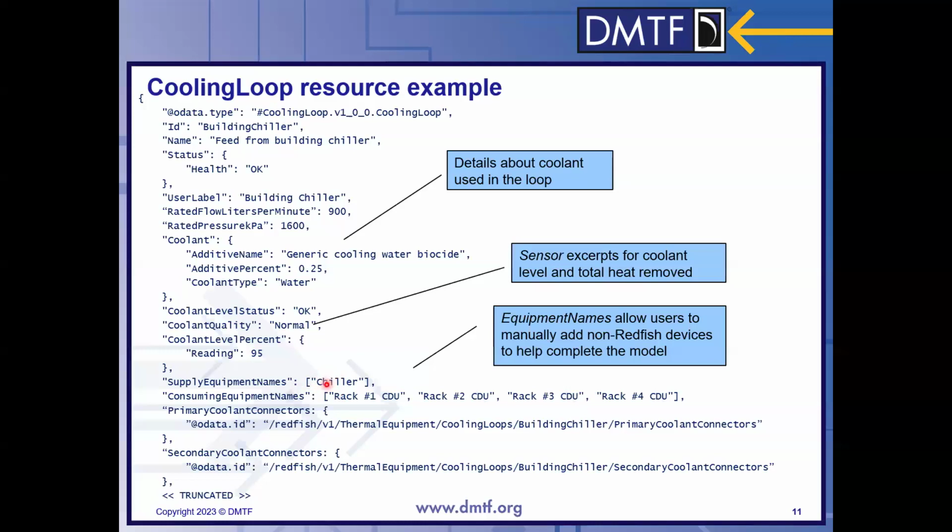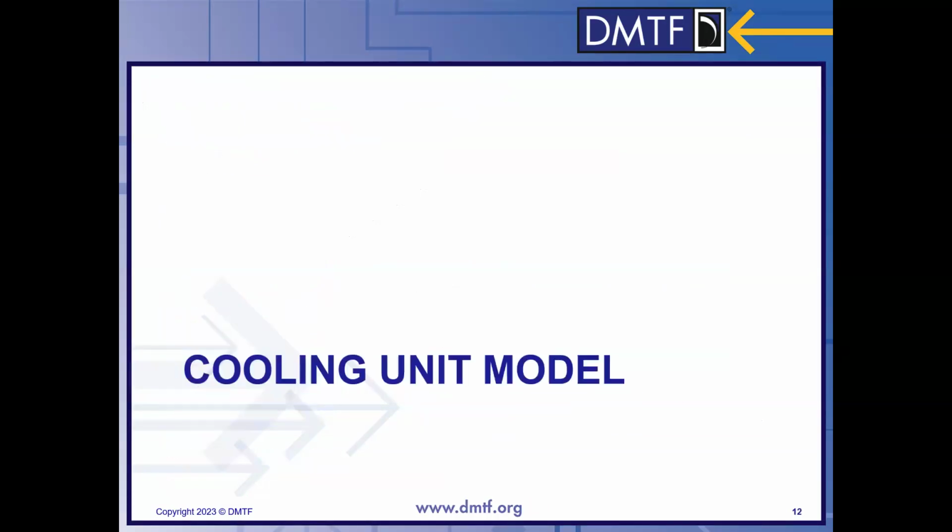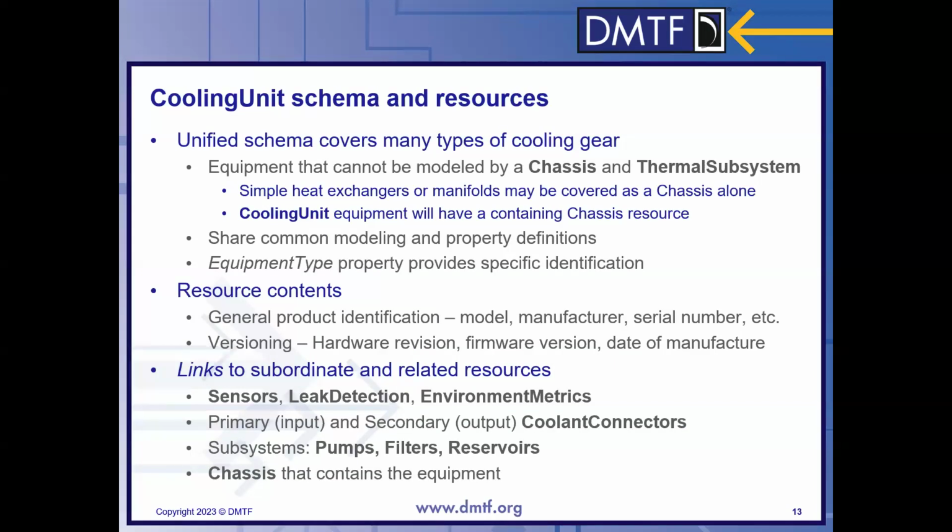And then here's some examples of all those equipment links. On the supply side, it's connected to a chiller, and on the consuming side, I'm connected to 4 different racks. And then here are the links to the collection of connectors on both the primary and the secondary side, and like I said, that's where the meat of the model comes in, and I'll get into that in a second. So on the other side of the equipment is the cooling unit.